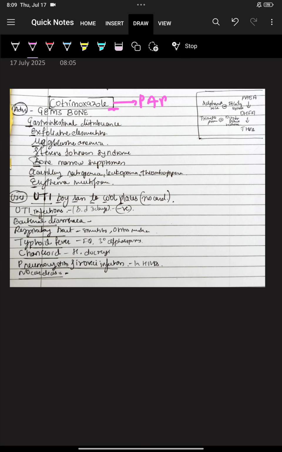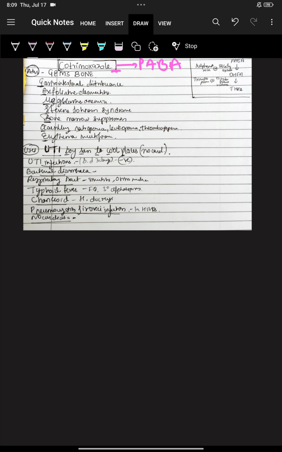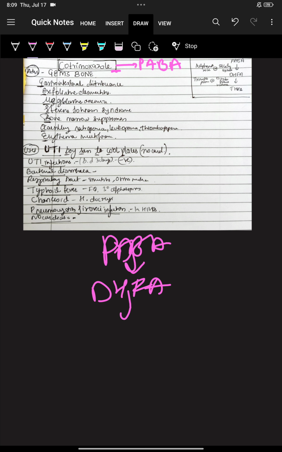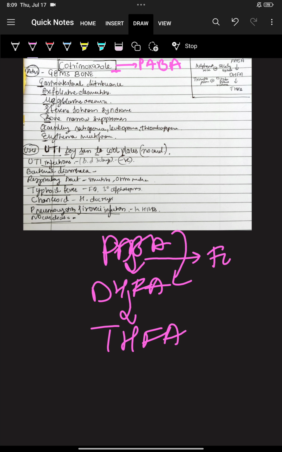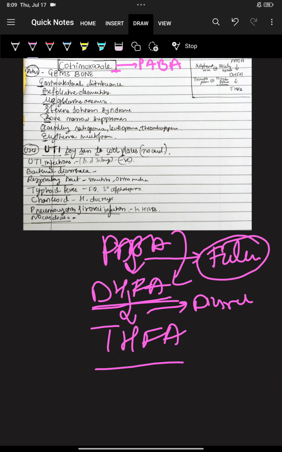So when you remember Cotrimoxazole, just remember PABA. You know the sequence of PABA, right? PABA gets converted into dihydrofolic acid and then tetrahydrofolic acid. For PABA to dihydrofolic acid, you need folate synthase, and for dihydrofolic acid to tetrahydrofolic acid, you need dihydrofolate reductase. Here synthase comes, here reductase comes. That you must remember.